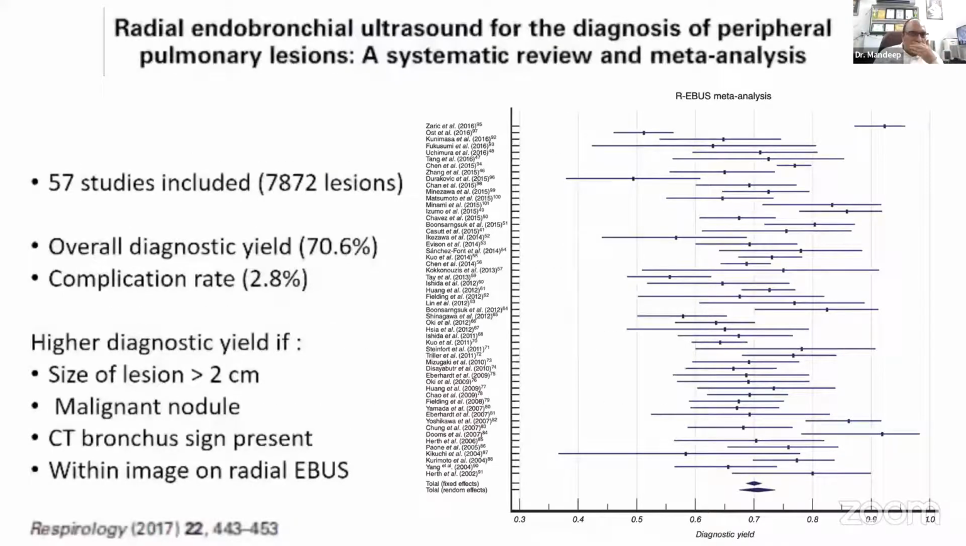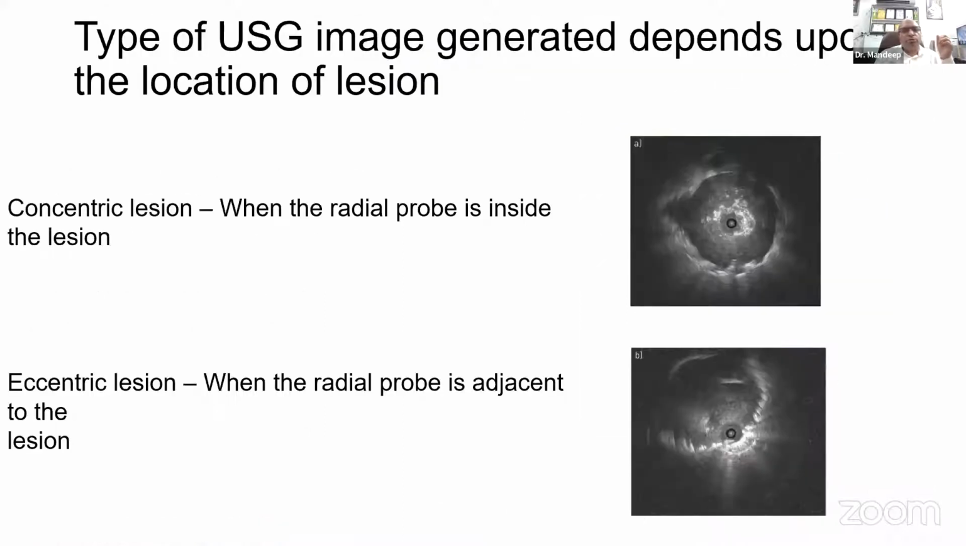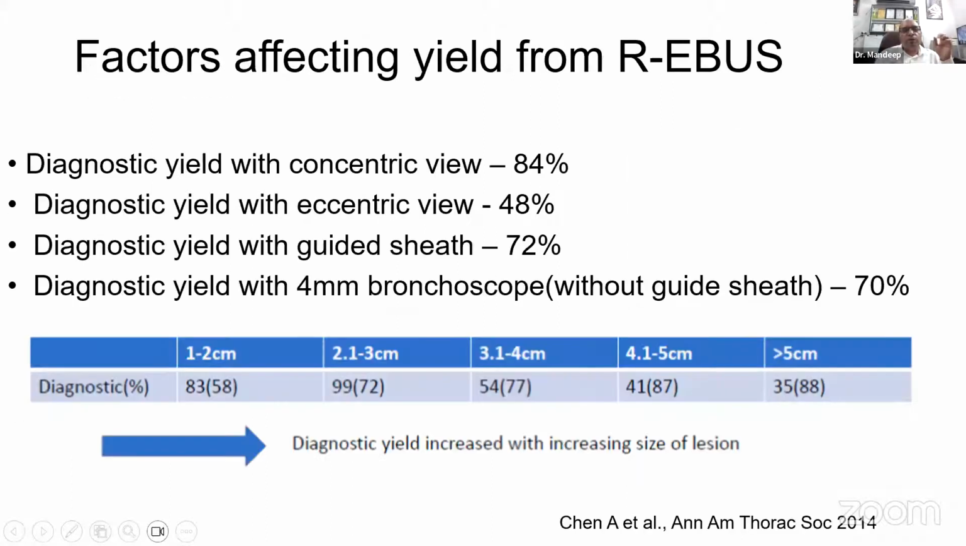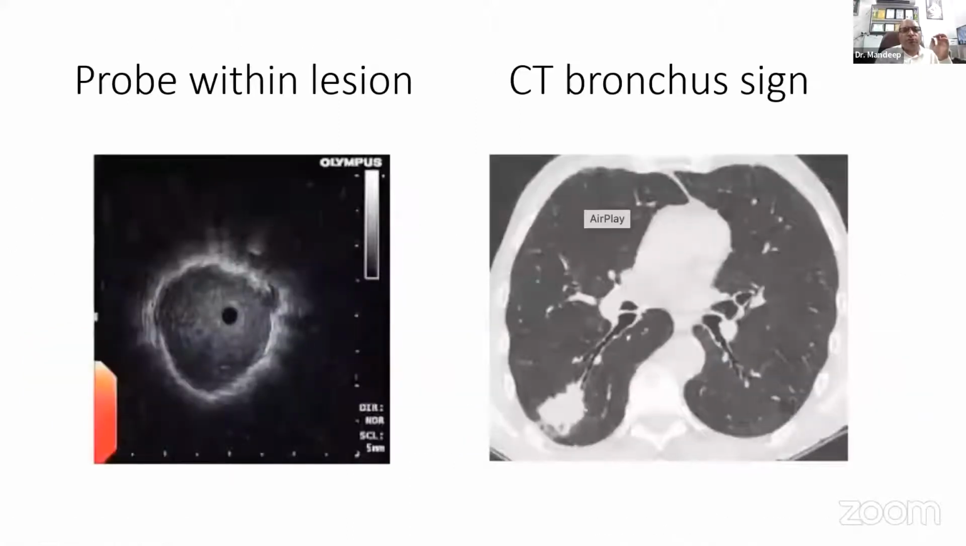So these are the various studies on the radial probe. Radial probe gives a better yield if there is a concentric lesion as compared to an eccentric lesion. So diagnostic yield with a concentric view is up to 84%. With the eccentric view, it falls to 48%. If we are using a guide sheet, the yield is significantly better as compared to without a guide sheet. And thus, as the size of the lesion increases, the diagnostic yield also increases with radial probe. So this is the CT bronchus sign, that is, the bronchus is directly leading to the nodule, then the yield is better.